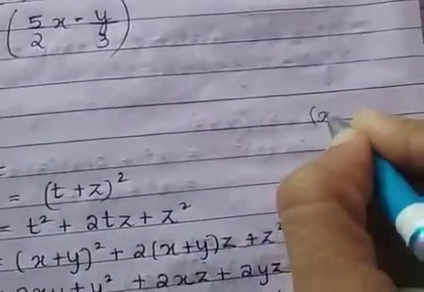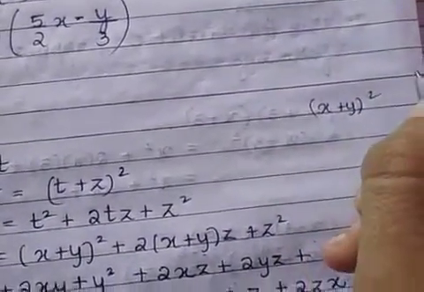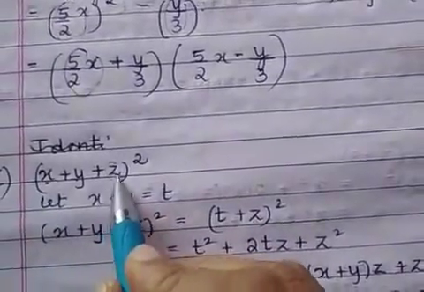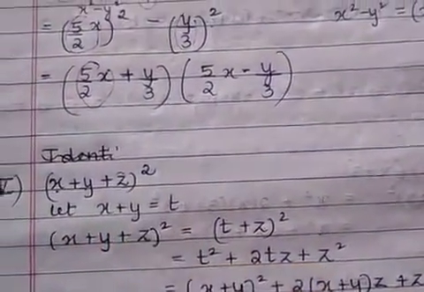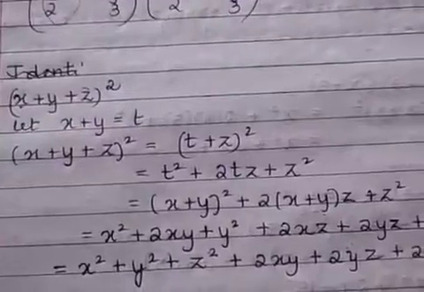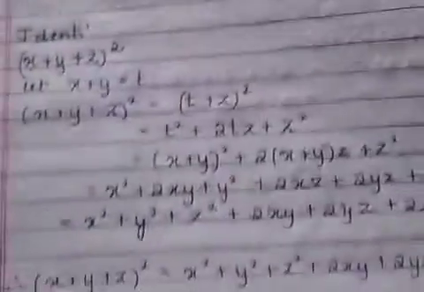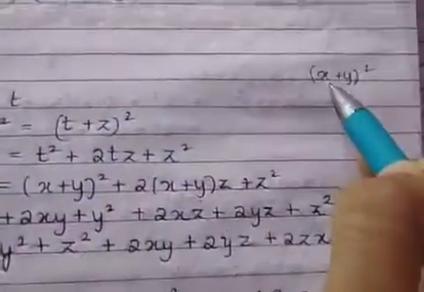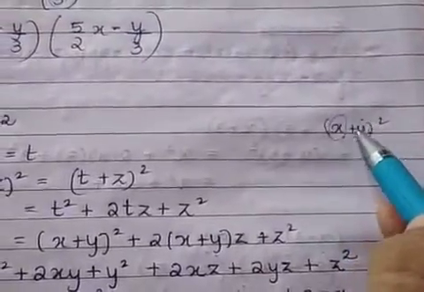Now you knew the identity x plus y the whole square. What if you had a third term, x plus y plus z the whole square? Let us see how we can find the identity for this. Now we know that we can use this identity if we have two terms.